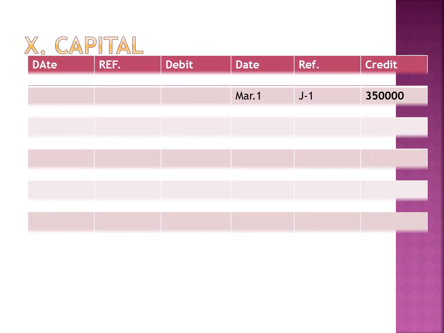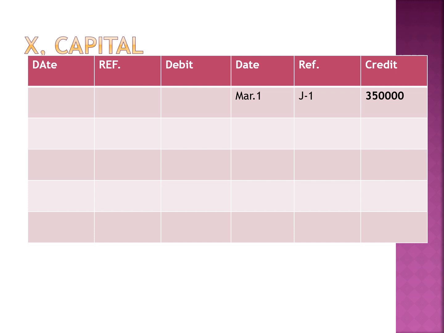X capital. So X capital, we only have one entry there on March 1, the initial investment of Portalejo. So that was journal page 1 amounting to 350,000. It was credited, so please transfer also on the credit side.